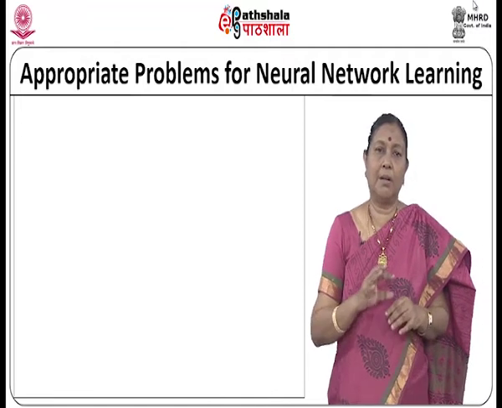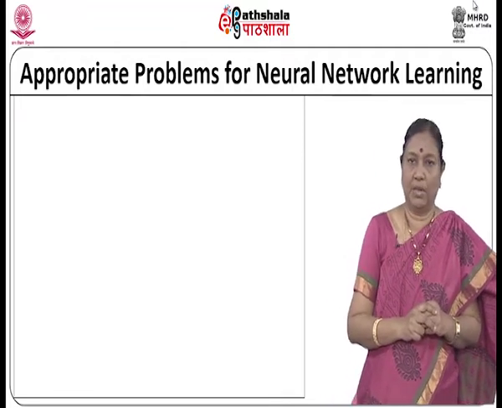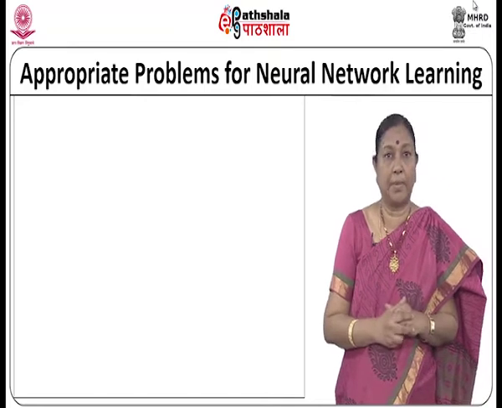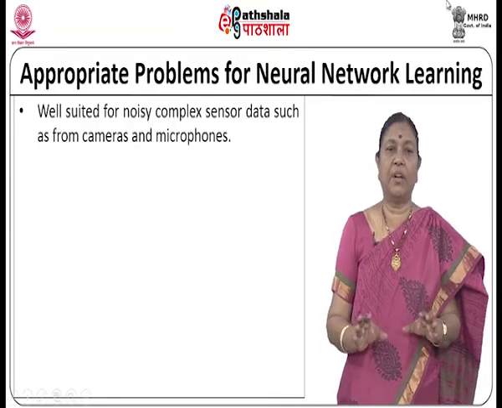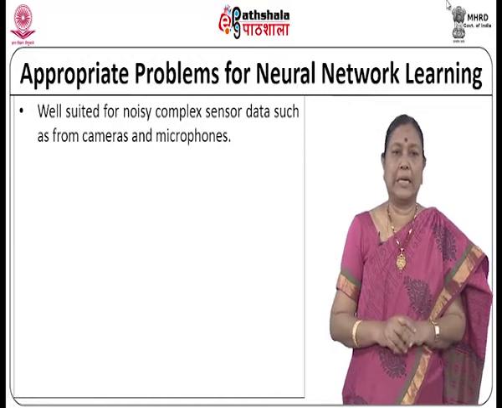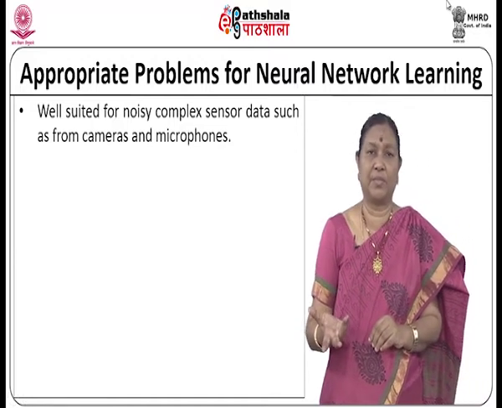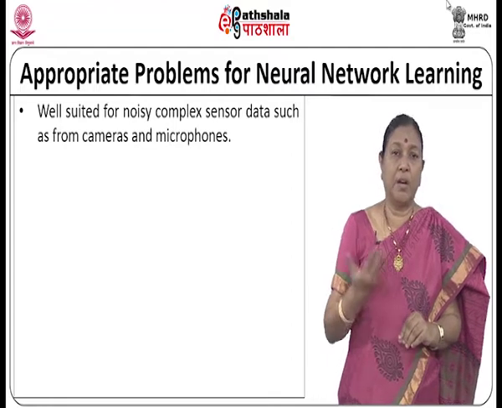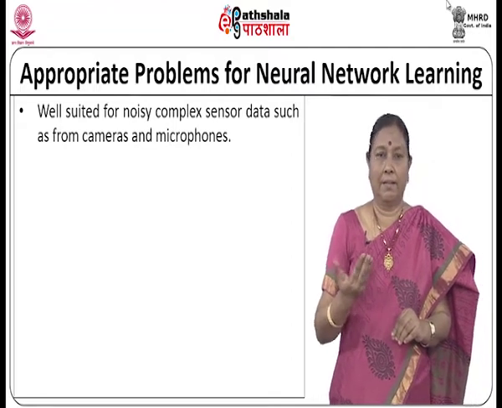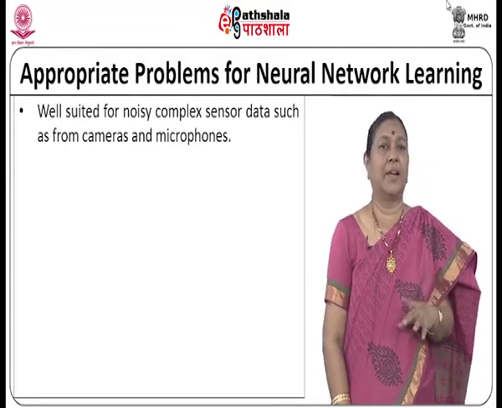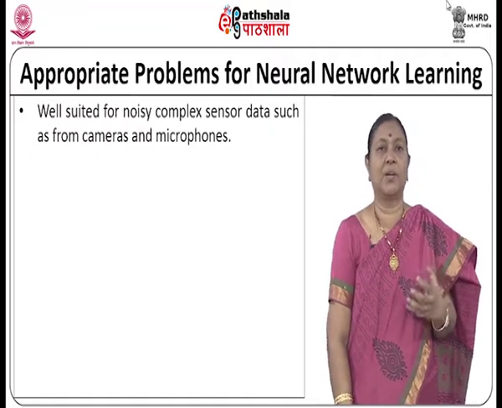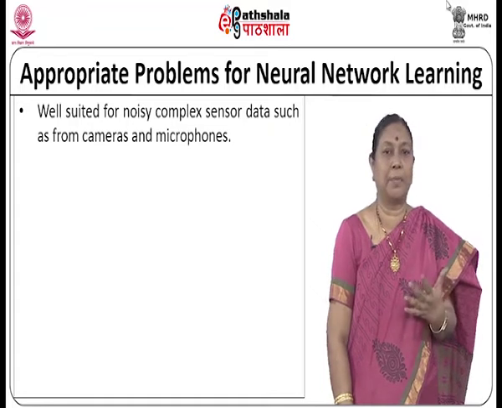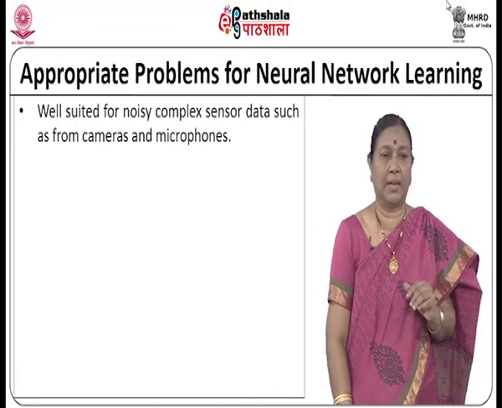Now, all problems cannot be solved by neural network learning. There are certain appropriate problems that can be solved by neural network learning. It is well suited for noisy, complex sensor data such as from cameras and microphones. In today's world, a lot of information consists of sensor data, especially in big data analytics and so on. So, this is one reason why a neural network should be considered as an appropriate mechanism, and maybe we could work further on that.